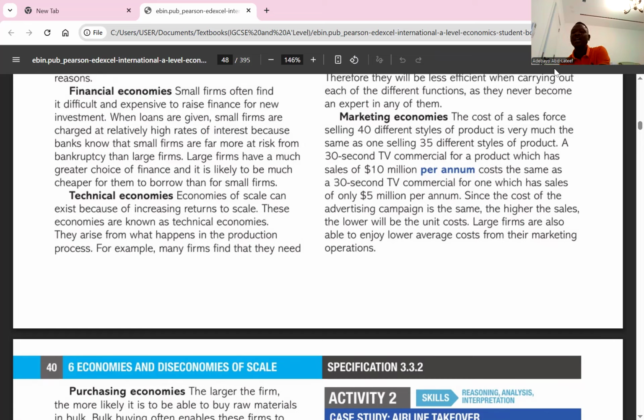No. Then we have purchasing economies. When talking about purchasing economies of scale, we're talking about the ability of a large firm to be able to buy in bulk. So when you buy in bulk, you have discount. That means you'll be buying at a lower price, and that reduces your cost of production. Do you understand purchasing economies of scale? And the last one is risk bearing.